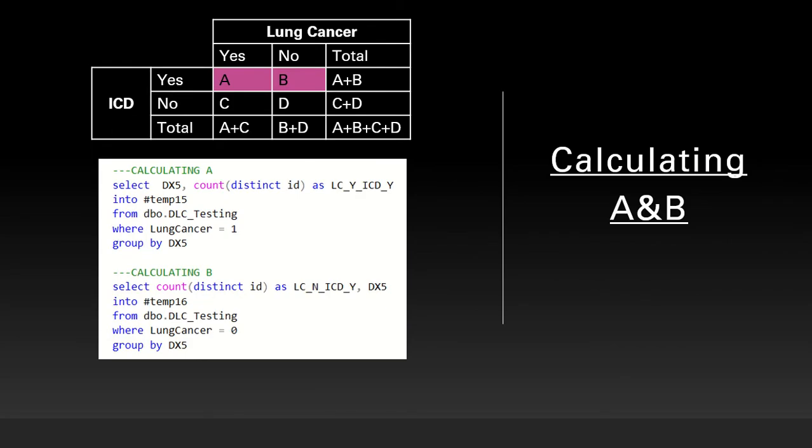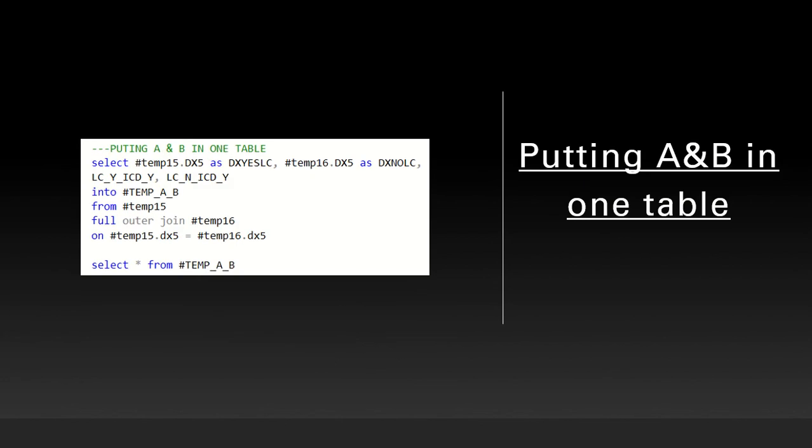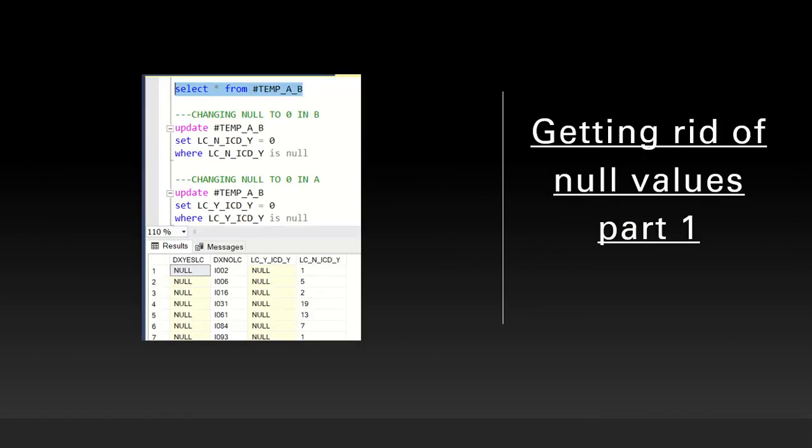So the second step is to calculate A and B. A is the number of all records who have lung cancer grouped by the ICD code. B is the opposite. It's the number of all records who do not have lung cancer grouped by the ICD code. So in order to make the final calculation much easier and also correlate the data between A and B and assign zeros where needed, we'll need to join the two tables together. So your result should look something like what I have here at the bottom.